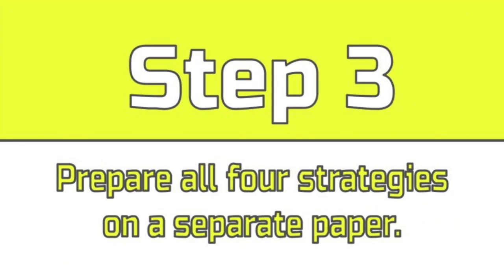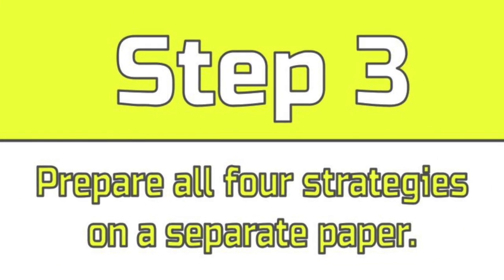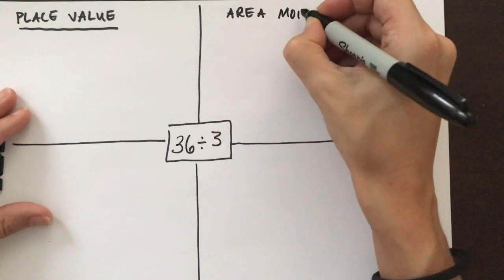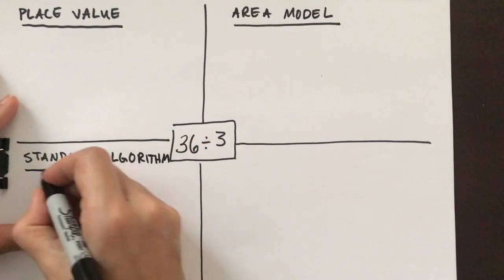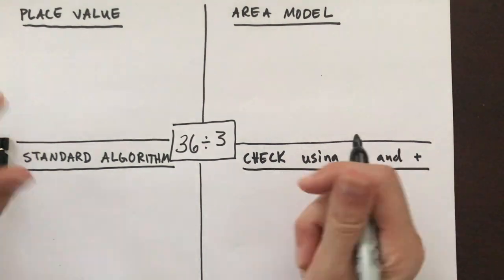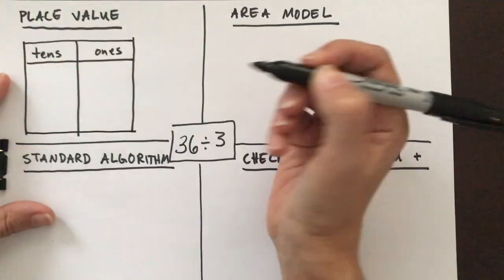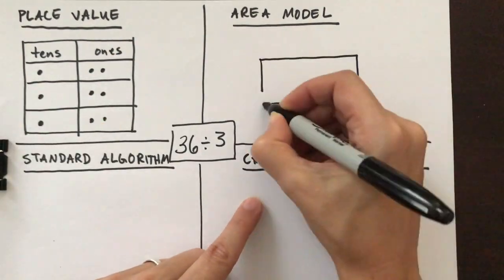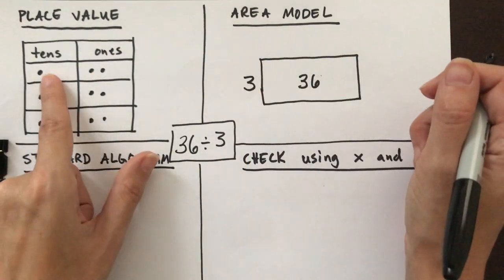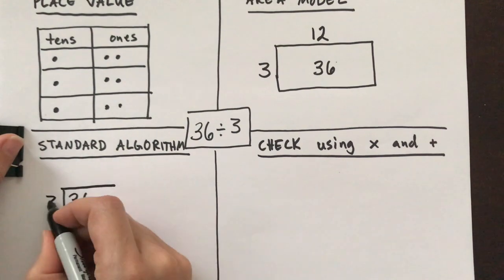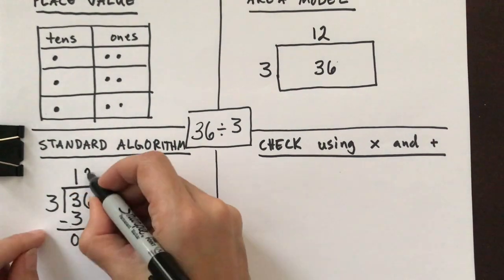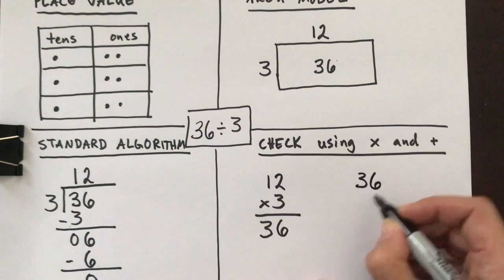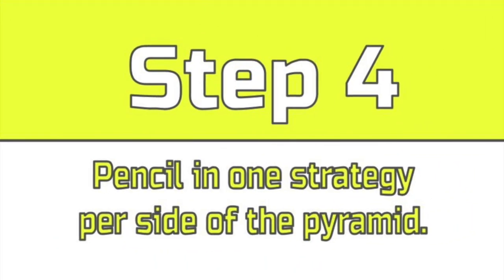Step 2, choose a 2-digit division problem. It can be your choice. Make it a big number for the dividend. Then on a scratch paper, you're going to write down the division problem in the middle to organize yourself. Make a quadrant for place value, a second quadrant for area model, a third quadrant for standard algorithm, and a fourth quadrant for check using multiplication and addition. Then work it all out, make sure that you have it correct.